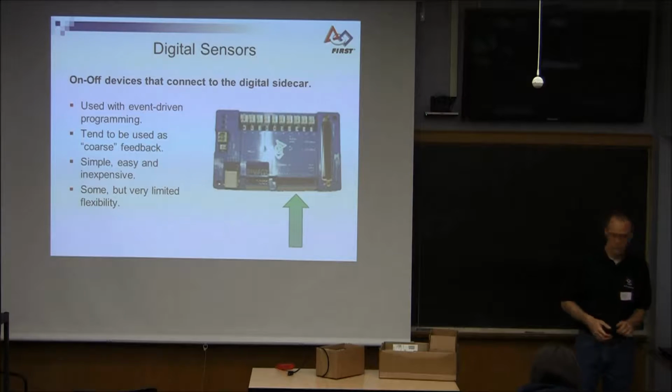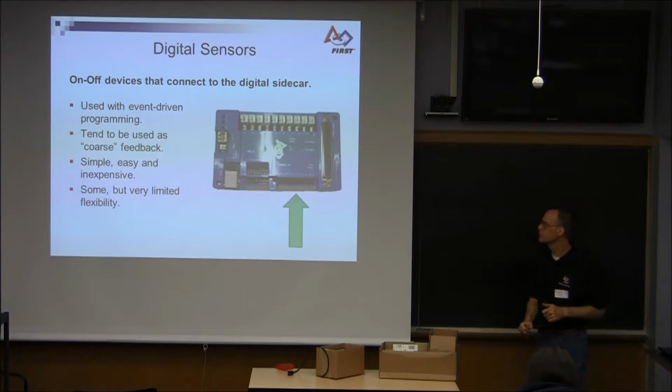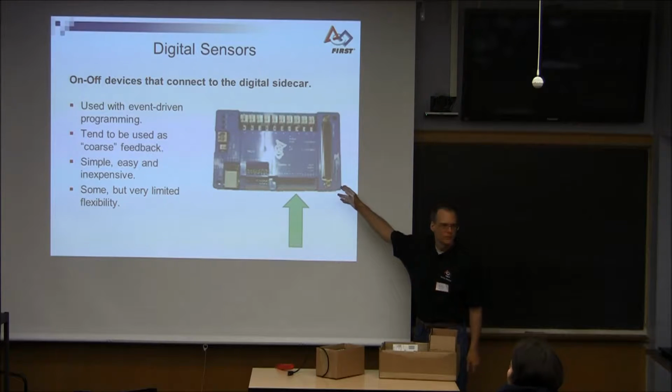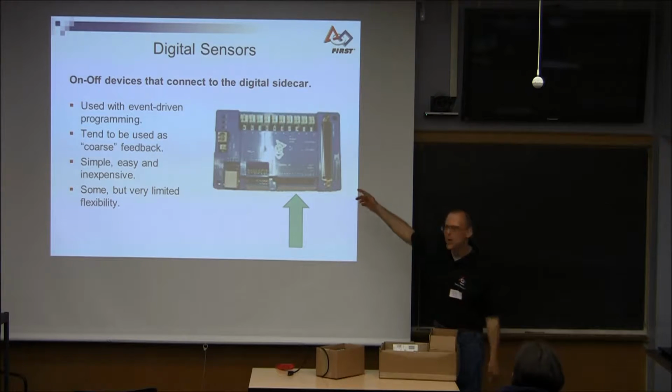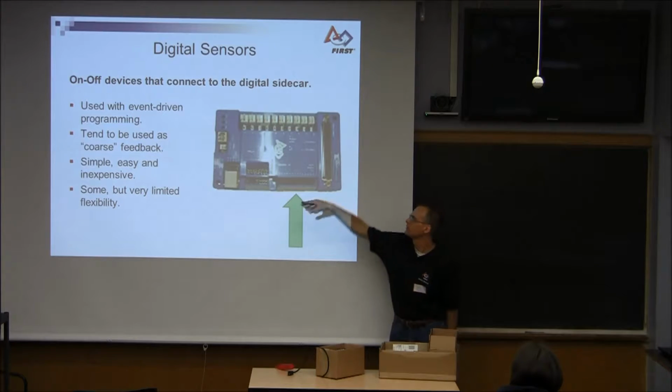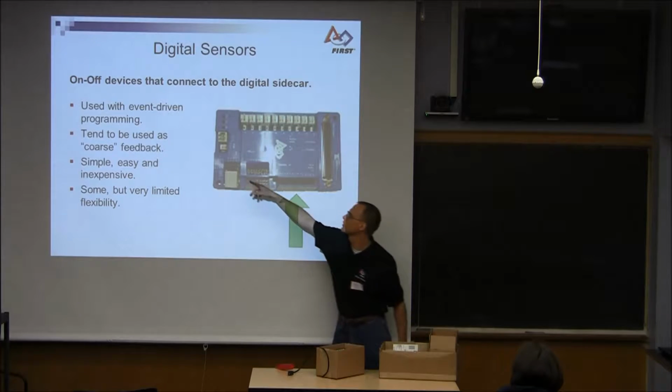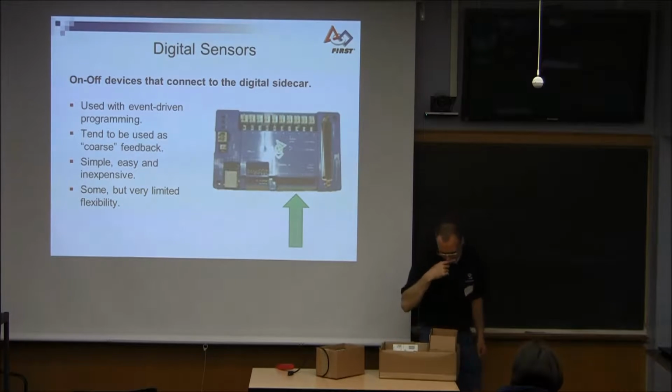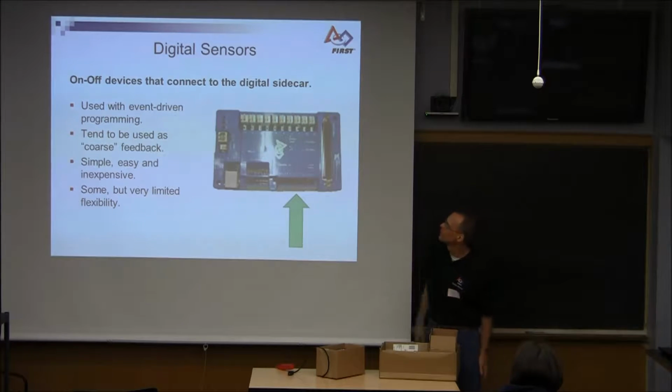So what is a digital sensor? Well, it's anything that you plug into this, the digital sidecar. Yeah, this is the digital sidecar. And they plug in here. That's for servos, and your blinky light goes over here, right? You know about all that. So anything that plugs in here.